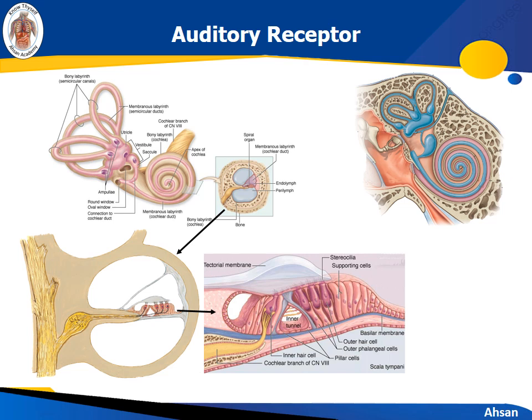In the wall of the duct there is a series of cells. These are the receptor cells. These small organs are known as the organ of Corti, which is present in the wall of the membranous labyrinth. This part of the membranous labyrinth is the cochlear duct. So the cochlear duct has these receptors in a linear fashion.